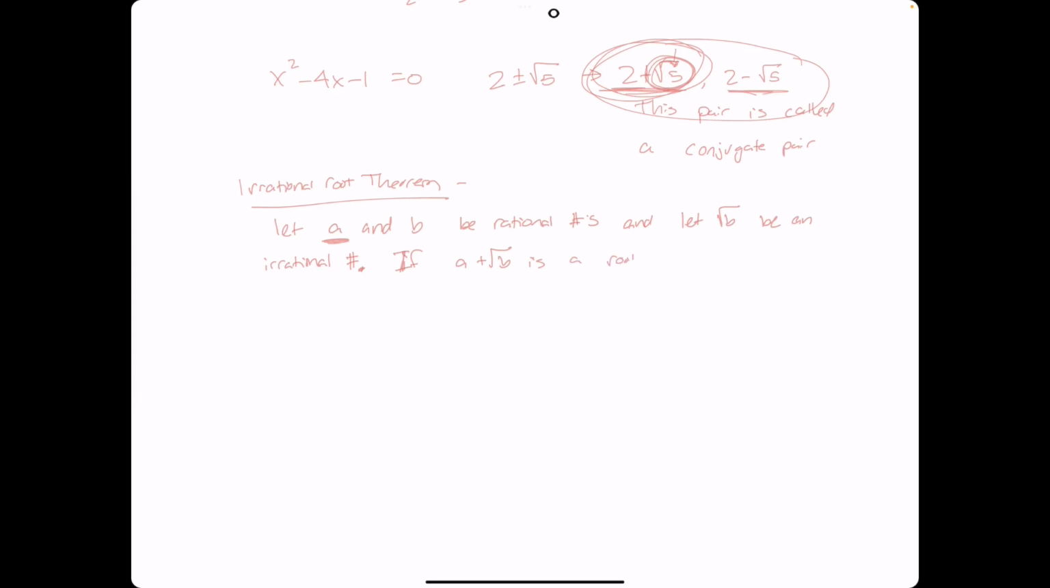So then we can say, if a plus the square root of b is a root of a polynomial equation with rational coefficients, nothing that goes on forever, no square root coefficients, then the conjugate, a minus the square root of b, is also a root.